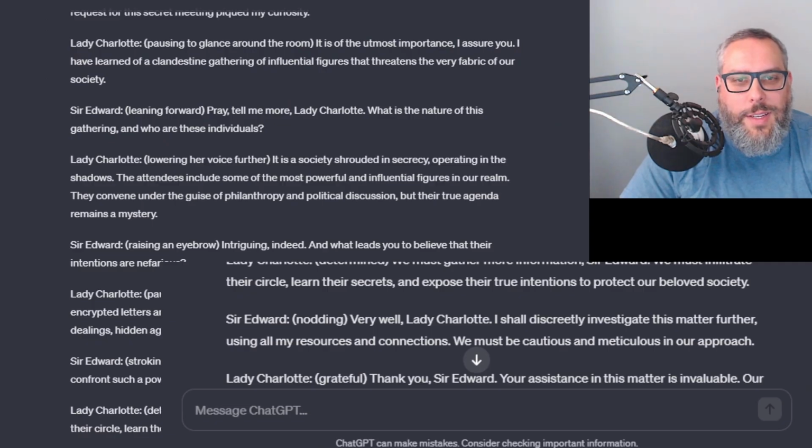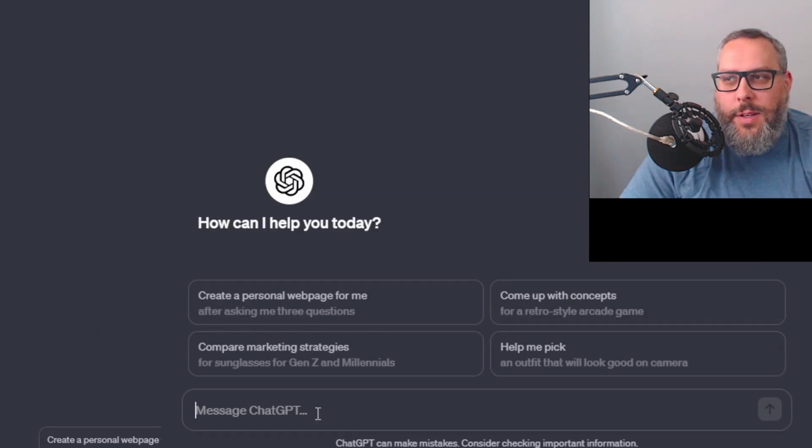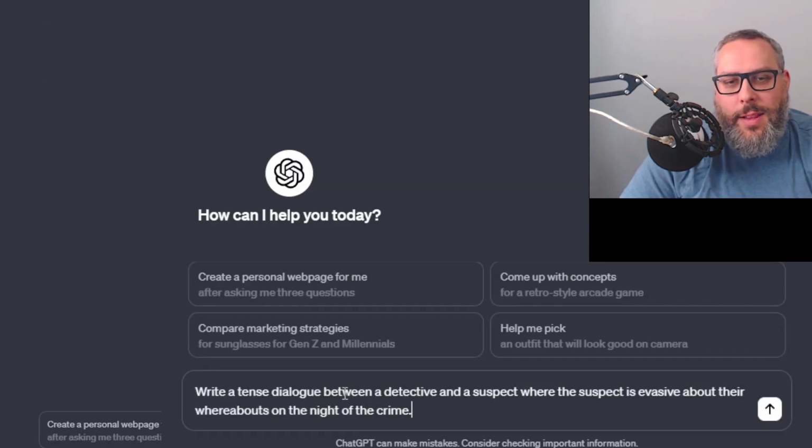So you can see how ChatGPT adjusts to that. Now, let's try something even more specific. Imagine you need a tense confrontation between a detective and a suspect in a crime novel. You can ask ChatGPT for that. So we'll start a new message and we'll say, write a tense dialogue between a detective and a suspect, where the suspect is evasive about their whereabouts the night of the crime.